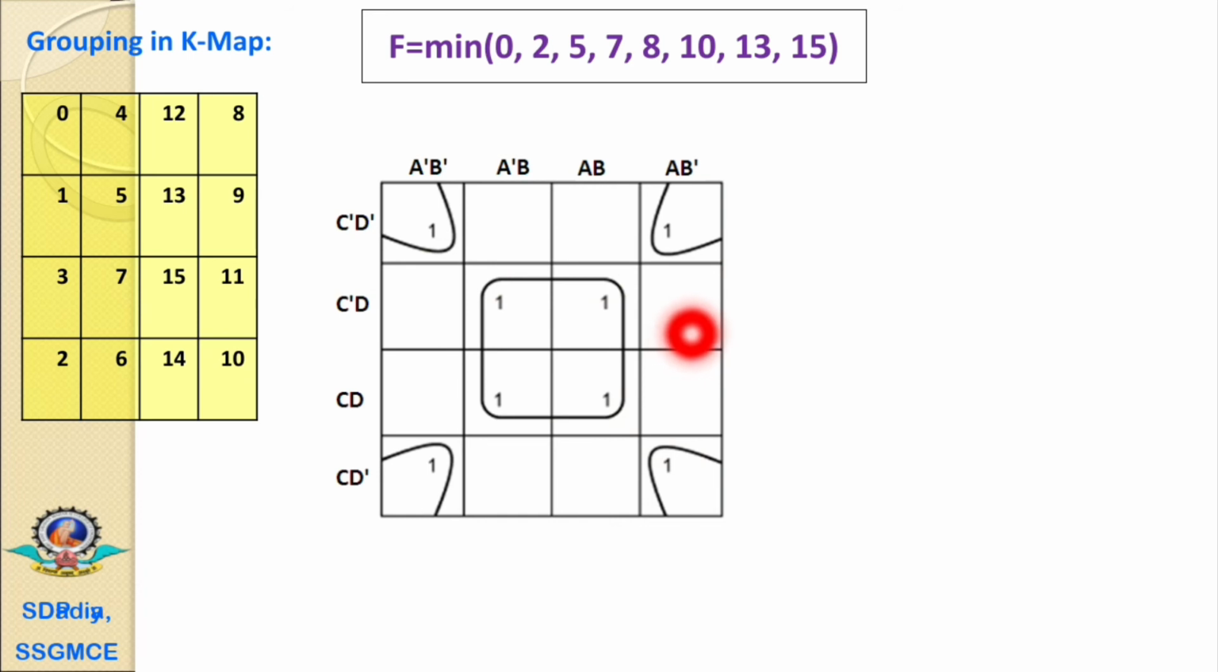Now here if we observe, it is one corner, the second is a corner, the third is a corner and the fourth is also a corner. If we have the 1, 1, 1, 1 at the 4 corners in the 16 cell K-map, then we can consider these 4 cells as adjacent cells. How to find out the expression?